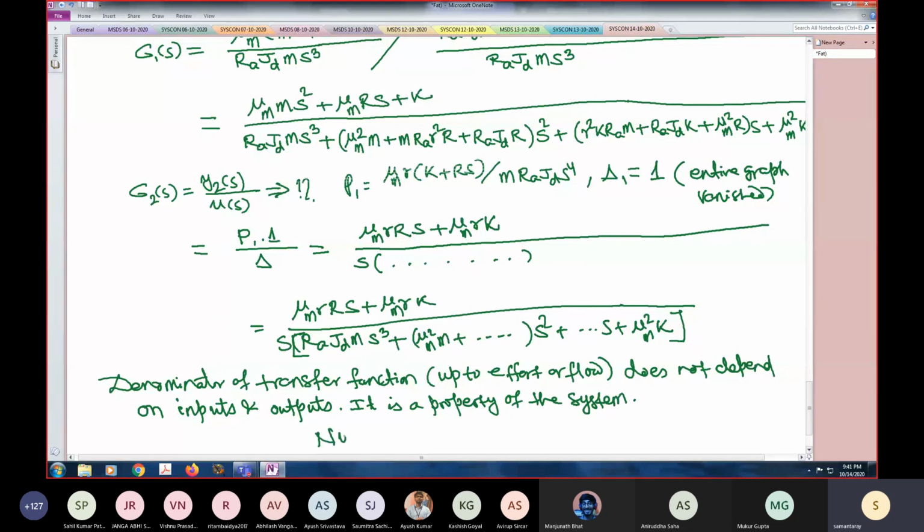Numerator changes with inputs and outputs. Okay, is that clear? Denominator will not change. Numerator will change. So this forward path P1 will change. P1, P2 maybe. Right. The delta corresponding to that P removal of P1 will change, but delta of the graph will not change. Delta of the graph is same for all inputs and all outputs.